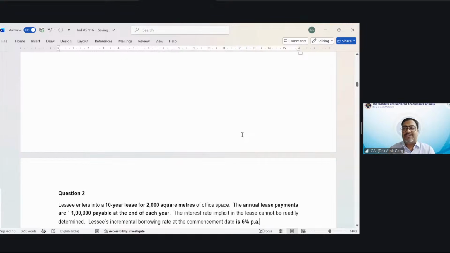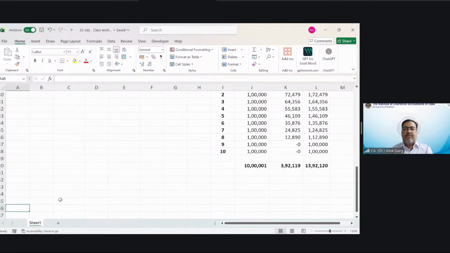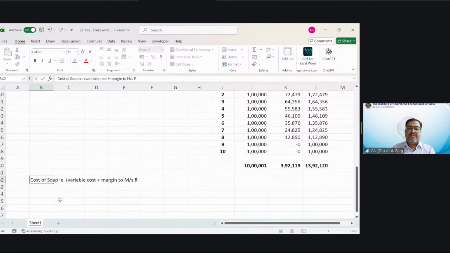I hope you have enjoyed this question number 1. Let's go to question number 2. Let me cover it in my Excel only. So this is my impact in the P&L. Now, what else will go? So the cost of shops, that is variable cost plus margin to Messrs Radhe, will also become part of cost of sales in P&L, right?